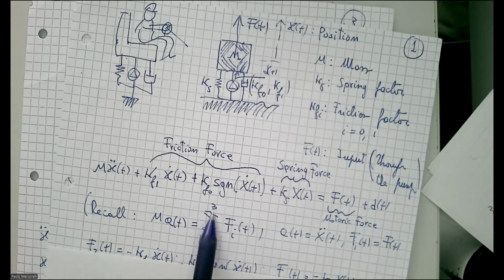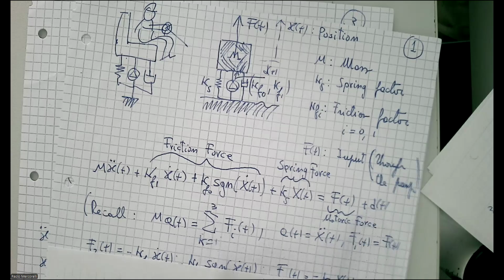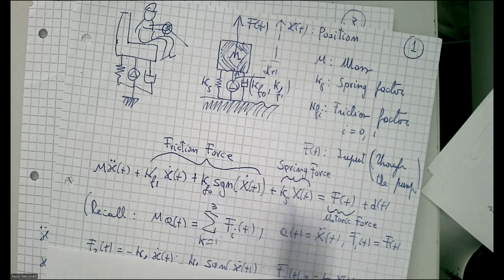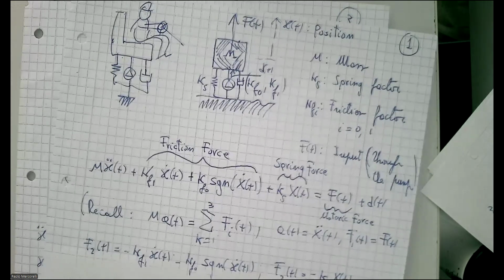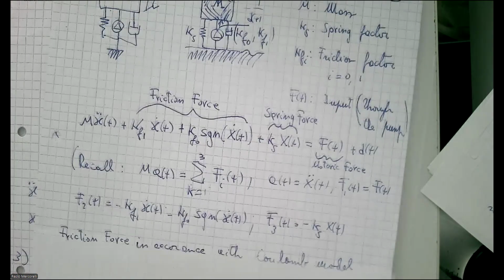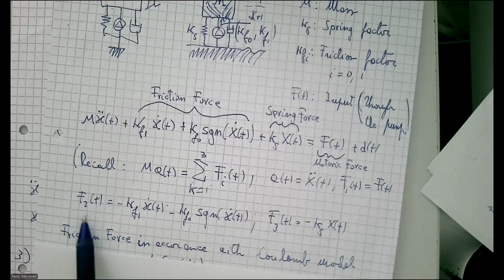Yeah, I am considering just three because I didn't consider the disturbance. No? 1, 2, and 3. Of course, if I consider disturbance, I have to put 4. If you want, I can correct, but it's not wrong. Very important to clarify. The clarification basically is here.